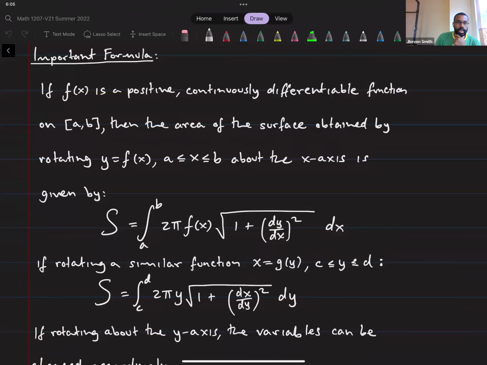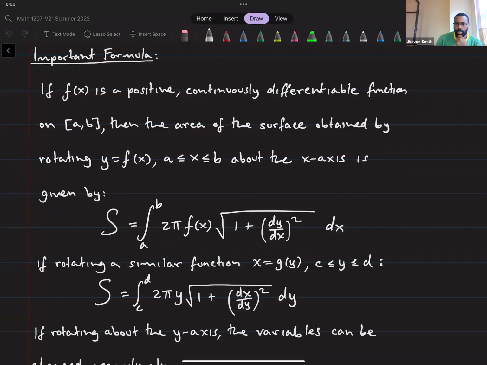The goal is to find the surface area of that 2D object, and it turns out that this is the formula. S stands for surface area, and the way we would find that surface area is this particular integral. It's another application of integrals, as you can think about it. It's going to be 2 pi times the function f times the radical of 1 plus dy dx squared, times dx.